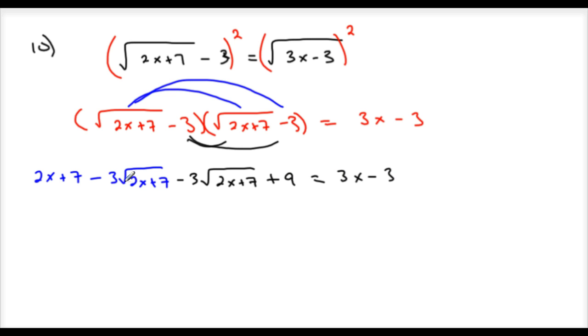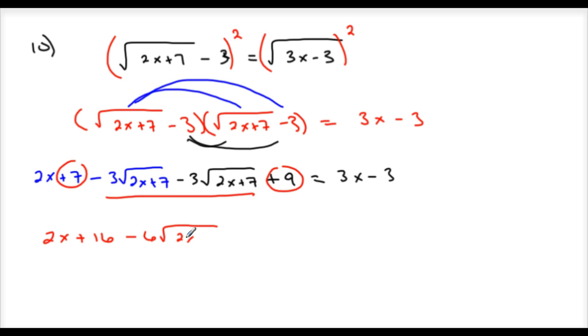If you notice, I have two terms that are like terms, and I have the positive 7 and the positive 9 that are like terms. So I'm just going to rewrite this all. So 2x plus 7 plus 9, I get 16. Negative 3 radical 2x plus 7 minus 3 radical 2x plus 7. So it becomes minus 6 radical 2x plus 7, combining those terms, equals 3x minus 3.